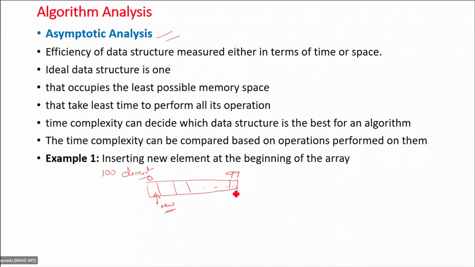Say, for example, if you want to insert a new element at the first location, the element at the 99th location should move to the 100th location, 98 should go to 99, and so on. Here, you need to perform 100 shift operations.